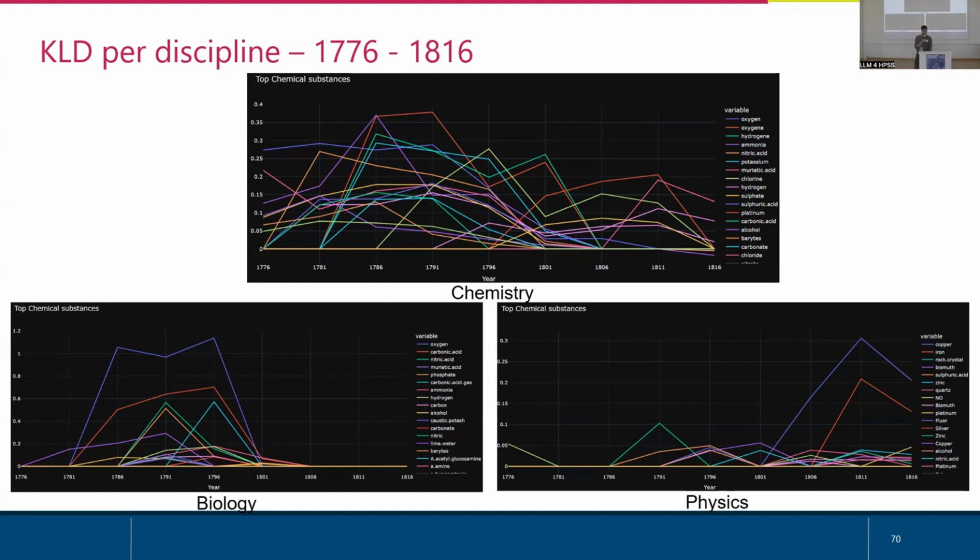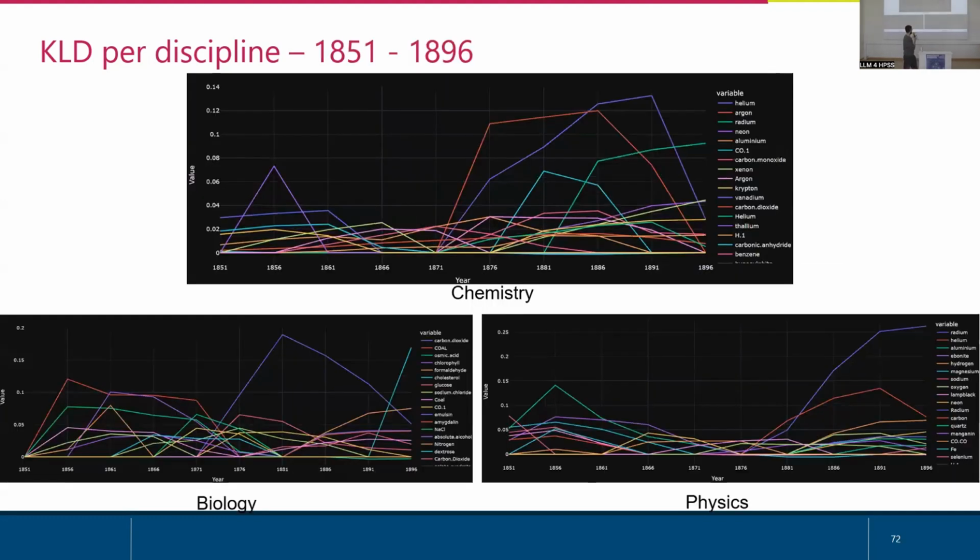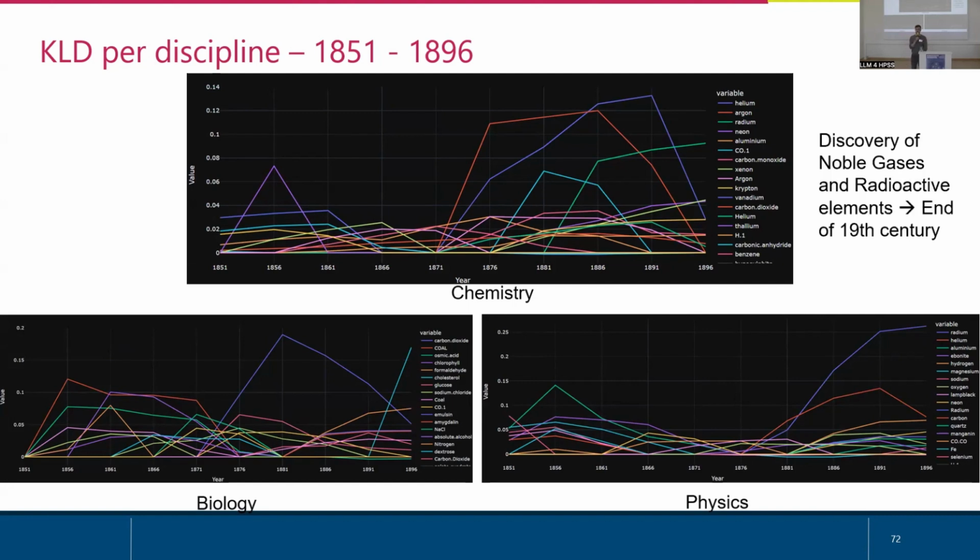But this changes significantly if we look at a later period, like the second half of the 19th century. Here, first of all, the graphs for biology and physics are much more populated, and the individual contributions of elements are much more uniform. And in terms of the substances, we see, for example, that biology starts to evolve in the direction of biochemistry, while chemistry and physics rather look at noble gases and radioactive elements that were actually discovered towards the end of the 19th century.